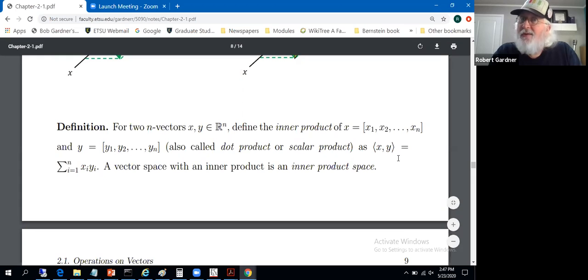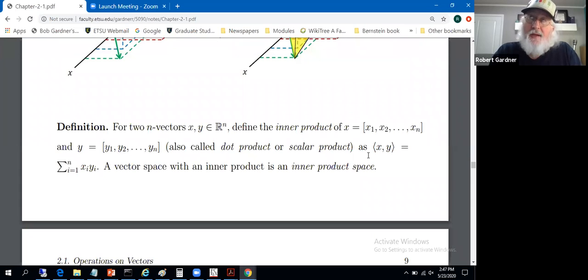langle and rangle in LaTeX, L-A-N-G-L-E backslash R-A-N-G-L-E, langle and rangle, are the LaTeX commands to generate these. They're not simply less than and greater than symbols. It's a different font. But we're indicating inner products like this.